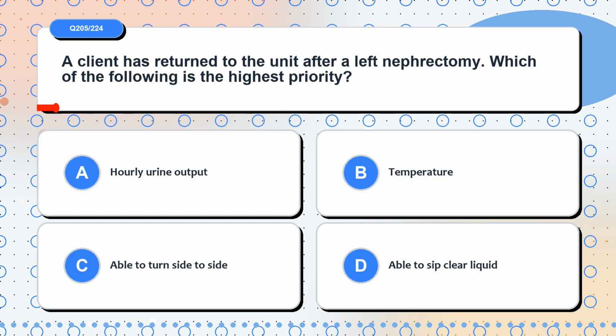Question 205. A client has returned to the unit after a left nephrectomy. Which of the following is the highest priority? Here are the options. Option A. Hourly urine output. Option B. Temperature. Option C. Able to turn side to side. Option D. Able to sip clear liquid.